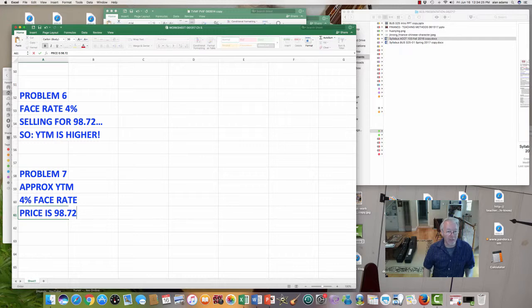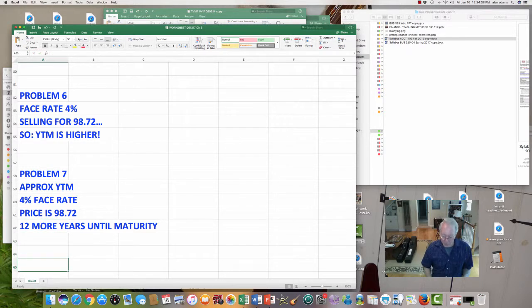That's $987.20. And I have to tell you how long until it matures, and that is 12 more years, whole years, until maturity, at which time it will be worth $1,000. So, to find the approximate YTM, we use the formula that I provided.